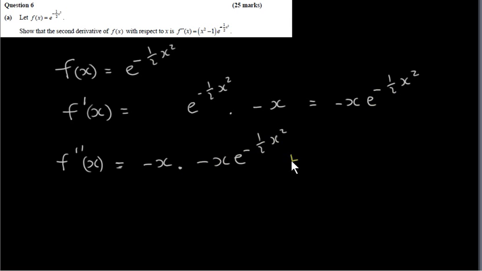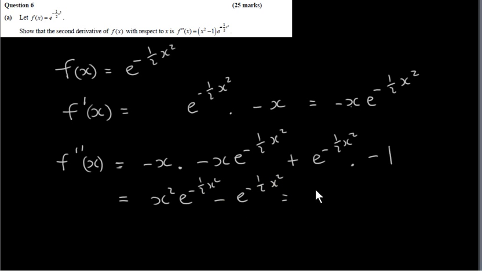Then as part of the product rule, we add to it the function that we did not differentiate, which is e to the minus a half x squared, times the derivative of minus x, which is minus 1. So one function times the derivative of the other function, plus the other function times the derivative of the first function. That's essentially the product rule, u dv dx plus v du dx, if we call this u and this v. So we get minus x times minus x, which is plus x squared, and we have minus e to the minus a half x squared here. You see we can factorize out e to the minus a half x squared, and we can write this as x squared minus 1 times e to the minus a half x squared.